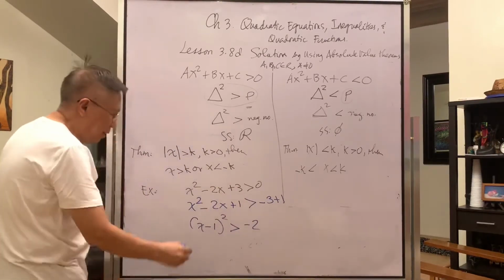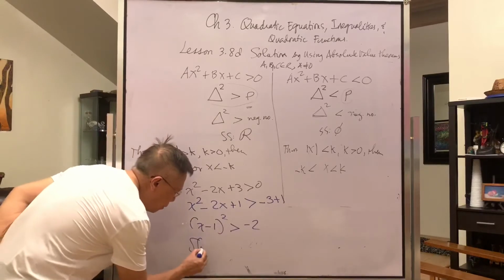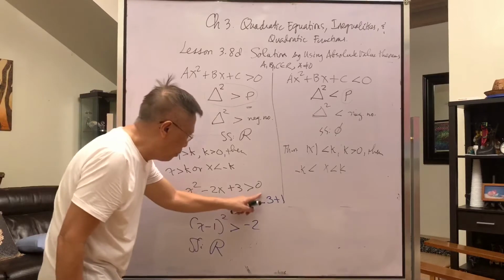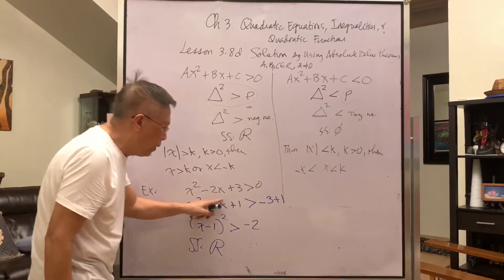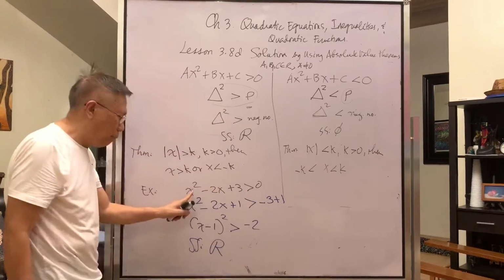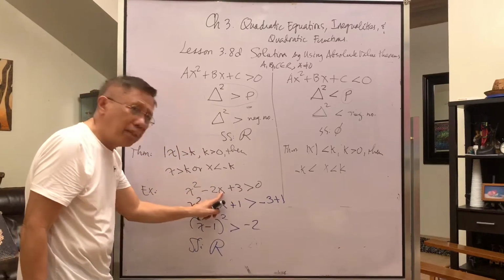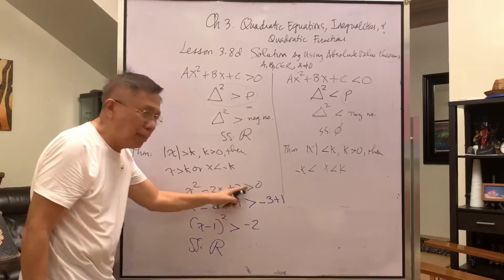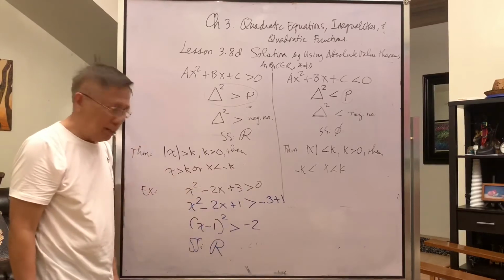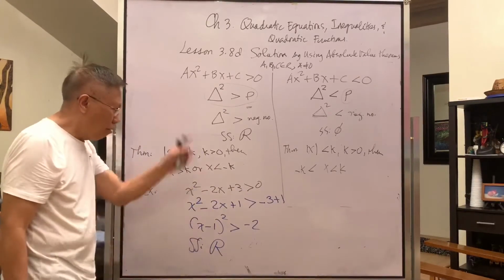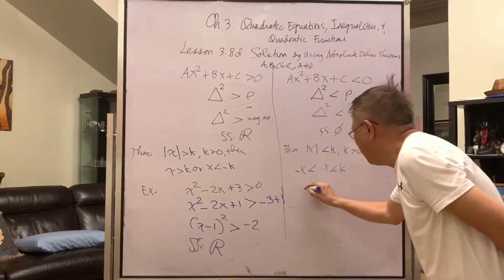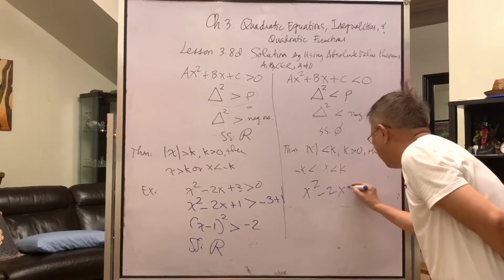So here, therefore we say that our solution is what? All real numbers. Or this is an absolute inequality, meaning this is always going to be true no matter what x real numbers you will substitute on the left hand side. The left hand side will always be greater than 0. Hence it is real.